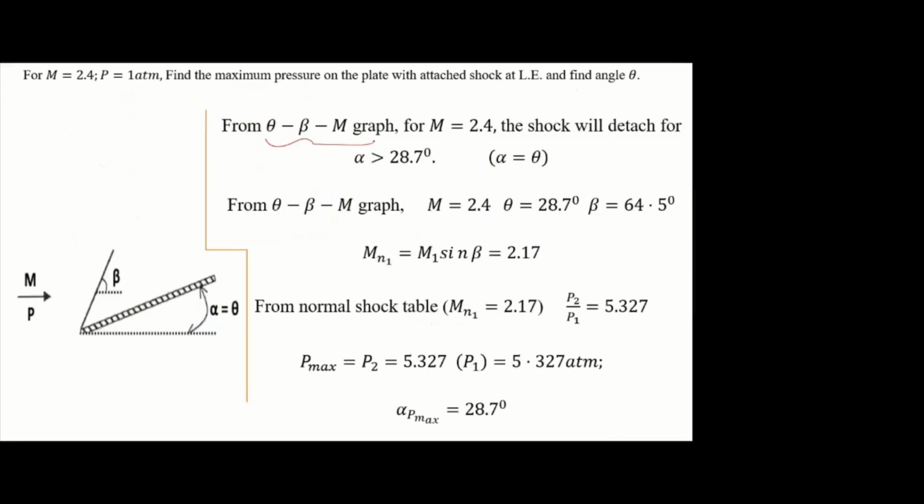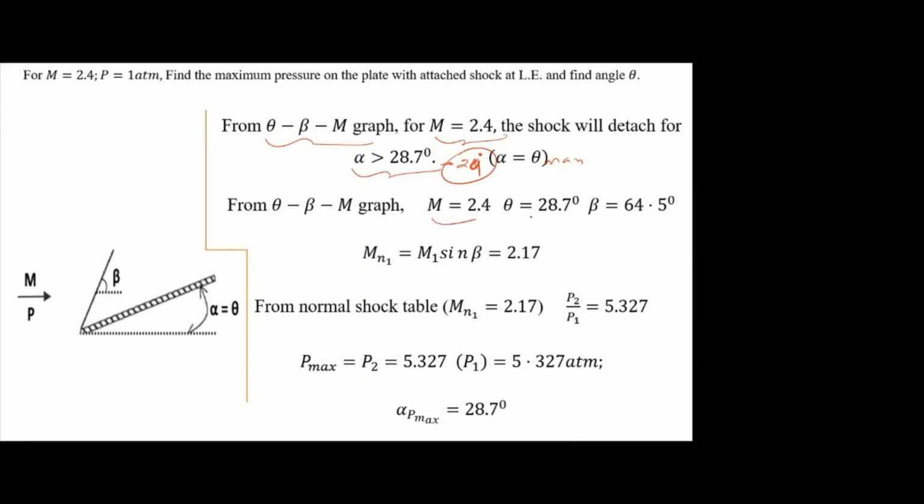From the theta-beta-M graph for Mach number 2.4, they are finding the theta max value. It is around 28.7, but from the graph you can take it as around 29 degrees. You cannot exactly take 28.7, so 29 you can take.